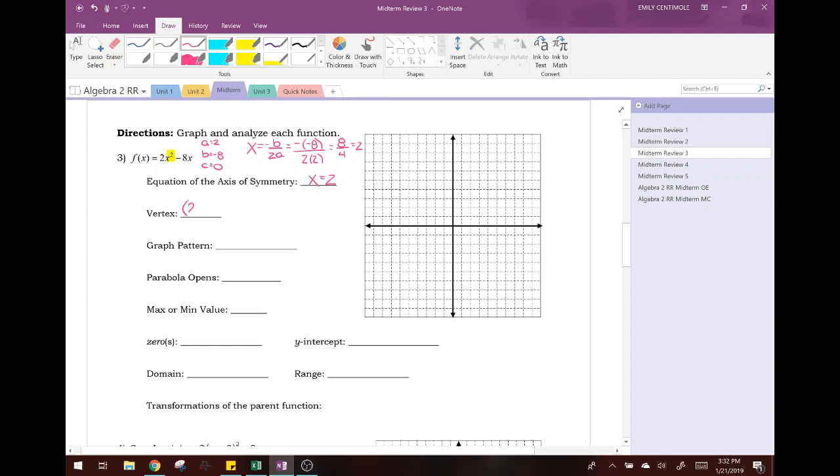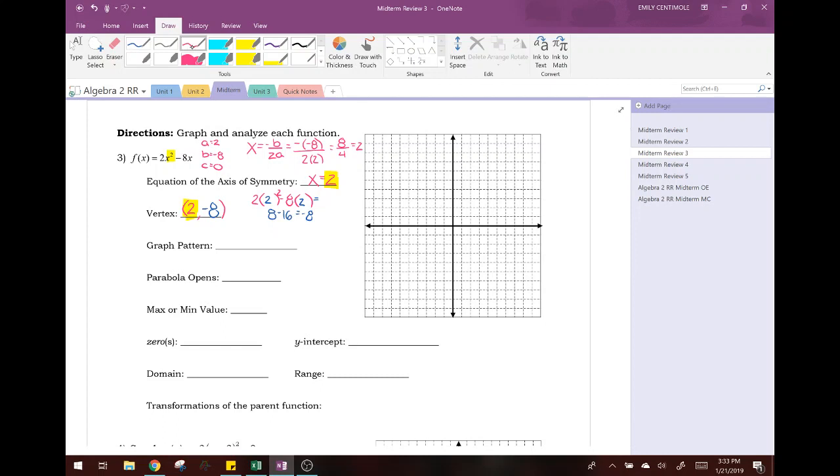Now I remember from that first example that the axis of symmetry leads us into the portion of the vertex. So this 2 from the axis is leading us into the 2 from the vertex. And to find the y-coordinate, I'm going to plug that 2 into the function. So the function said 2x squared minus 8x. So now that we know that x is 2, I'm going to plug that in. So I get 2 squared, which is 4. 2 times 4 is 8. Minus 16 is going to be -8. That's the y value.